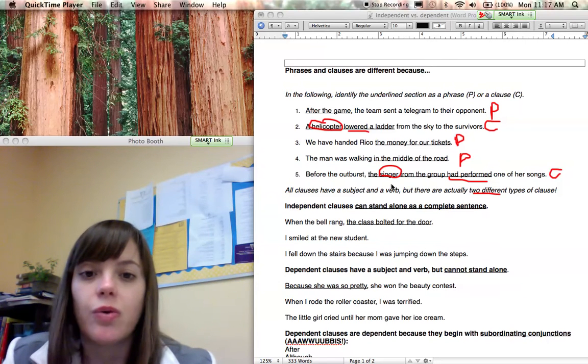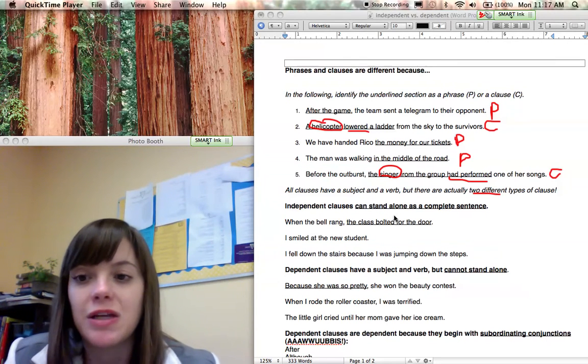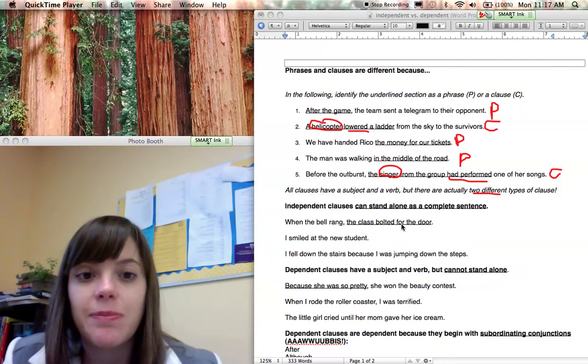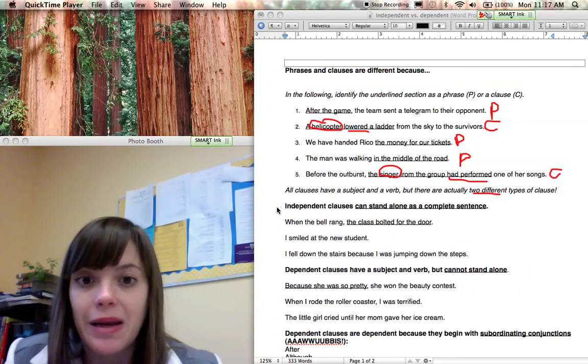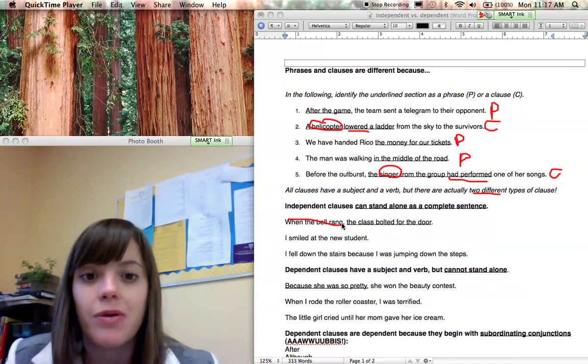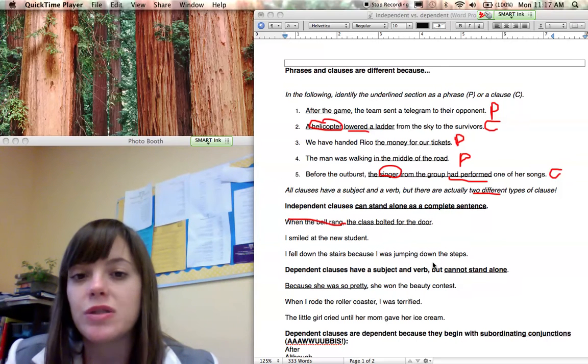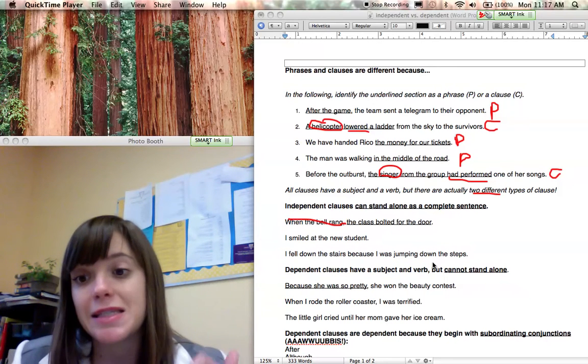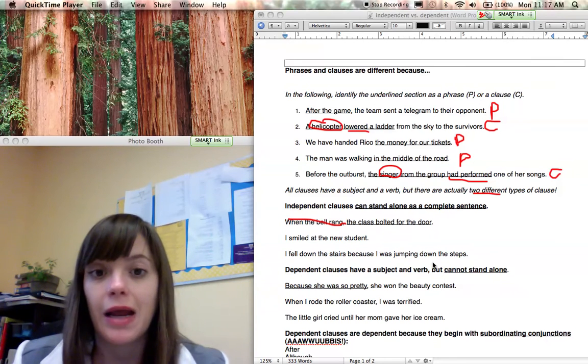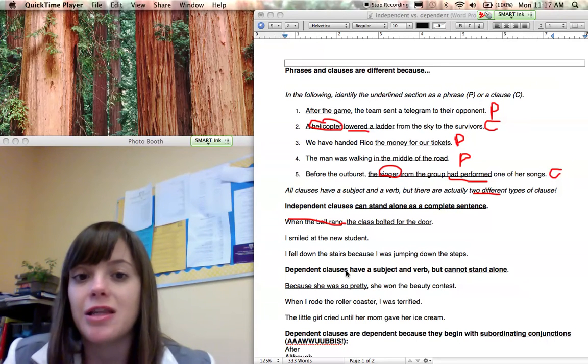So, "when the bell rang, the class bolted for the door." "The class bolted for the door" is an example of an independent clause because if I took out that beginning part, "the class bolted for the door" could be a complete sentence. It can stand alone. It's a complete thought. All right, let's look at our next one. I smiled at the new student.